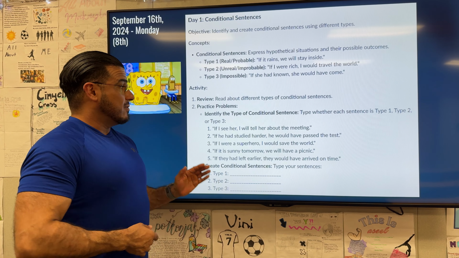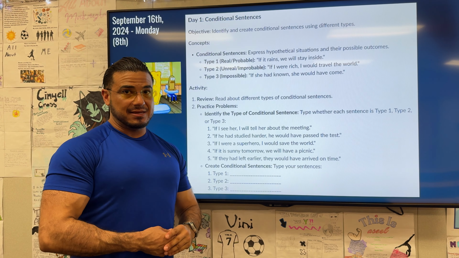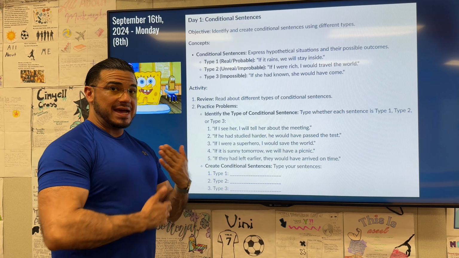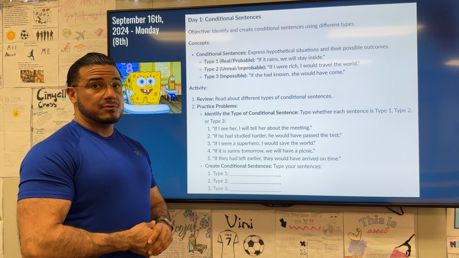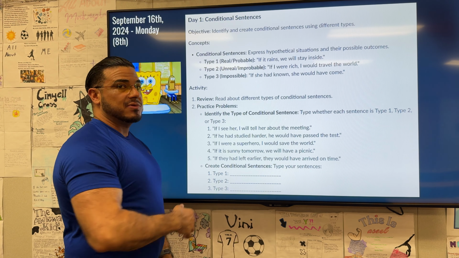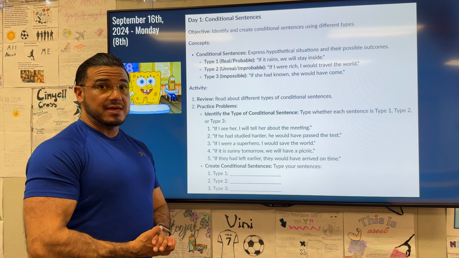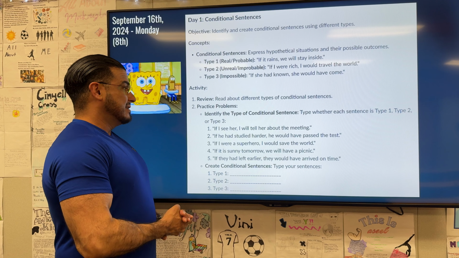All right, now the second one, if he had studied harder, he would have passed the test. And some of you may have noticed that we're referring to the past tense, which right away should tell you that we're looking at the third conditional, or in this case, type 3, right? We're reflecting on the past, instantly tells you that we're in that third or type 3 conditional sentence. All right, now, sentence 3.